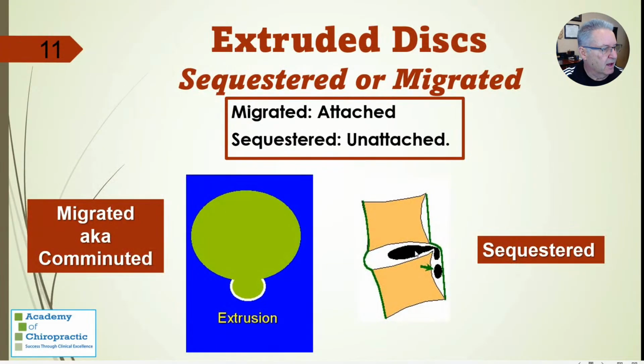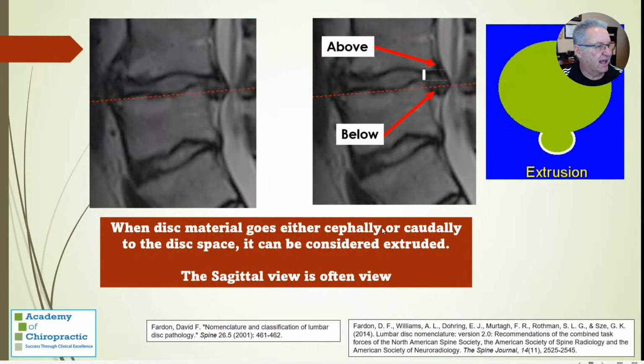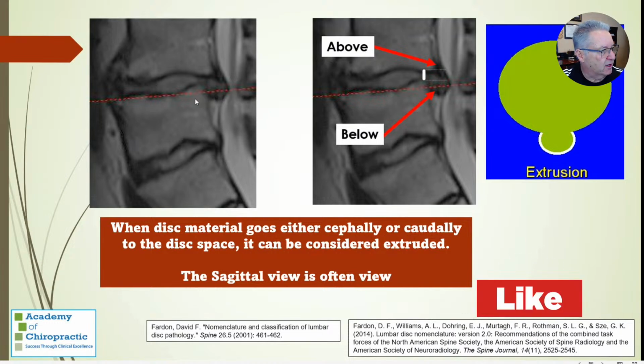That's a protrusion. But when we look at extrusion, which could be migrated or comminuted, comminuted means it's attached. So this is an attached extrusion. This is a fragmented extrusion or sequestered, not attached. So when we look at an attached or comminuted extrusion, let's go right to the non-marked up. This is the reference point. Here's the disc, here's the bone, here's the bone, here's the disc, and it's coming out.